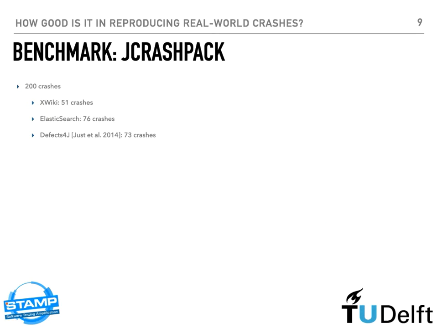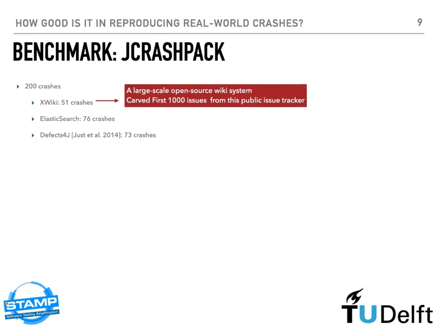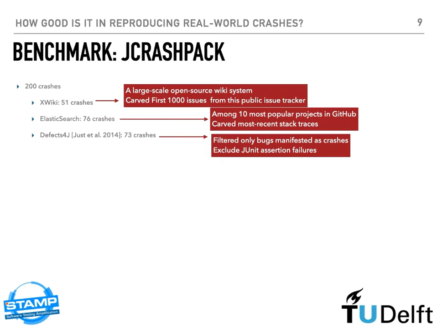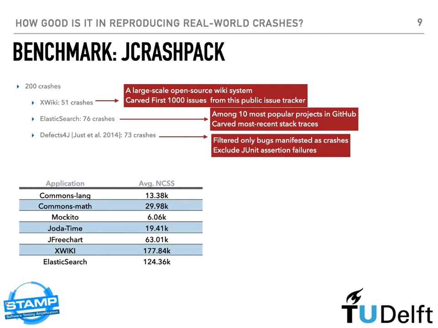JCrashPack contains 200 hard-to-reproduce crashes, which are collected from 3 sources: XWiki, a large open-source wiki system; Elasticsearch, which is among the 10 most popular projects in GitHub. Finally, we carved only interesting failures in Defects4J, which are representing a crash. We excluded the stack traces stemming from JUnit failures as well. These crashes are coming from 7 projects with various sizes.